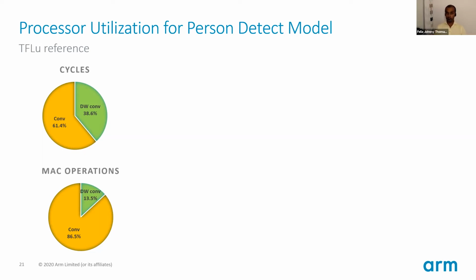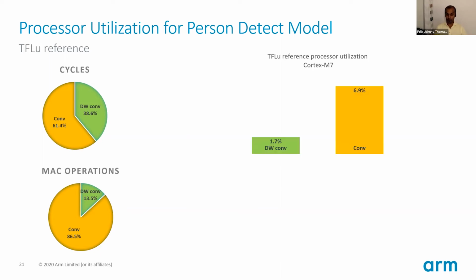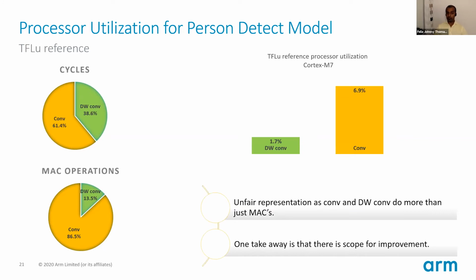Now, let's determine the processor utilization. For a depthwise convolution, it lands at 1.7%. And for convolution, it's close to 7%. It is a bit dramatic, but it is an unfair representation as well, as convolution and depthwise convolution do way more than just MACs. But the main takeaway here is that there is scope for improvement.